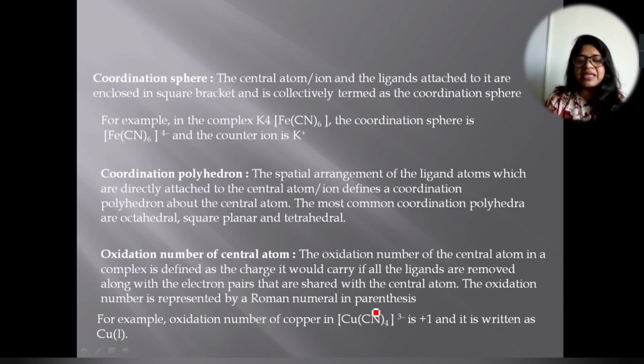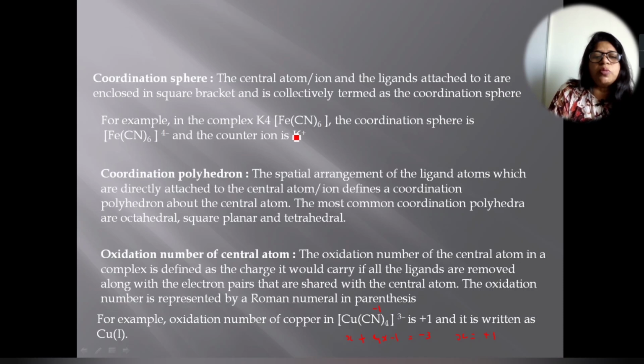In this case, how it is calculated, just a hint I will give. CN is -1, -1 into 4 is -4. Outside it is -3. So we don't know what charge Cu carries. So put x plus 4 into -1 is equal to -3. So x will be equal to -3 plus 4, that is +1. So the charge carried by Cu will be +1.